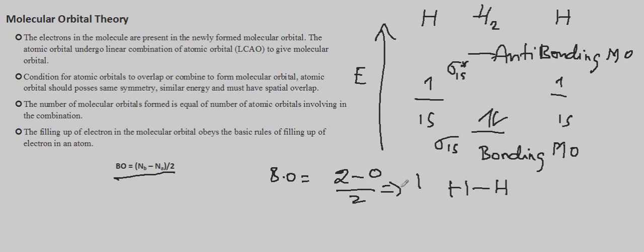And the next one is the magnetic nature. You don't see any unpaired electron in this case. So it is actually diamagnetic in nature. So let us extend this to a bigger molecule.